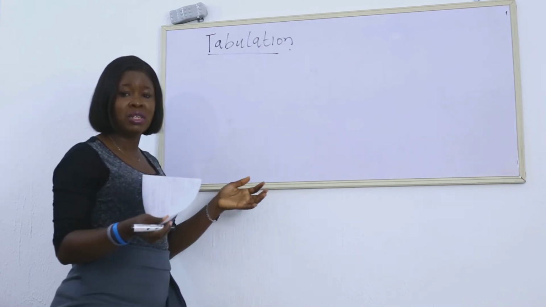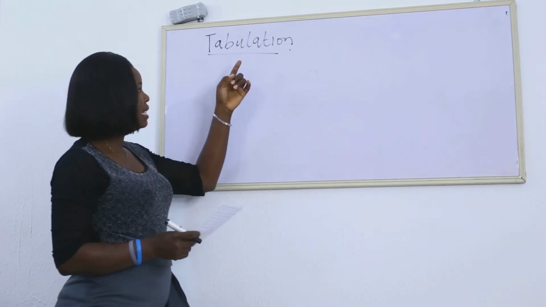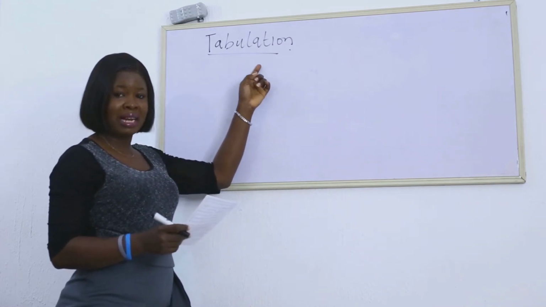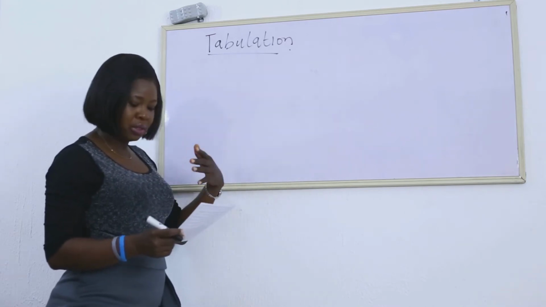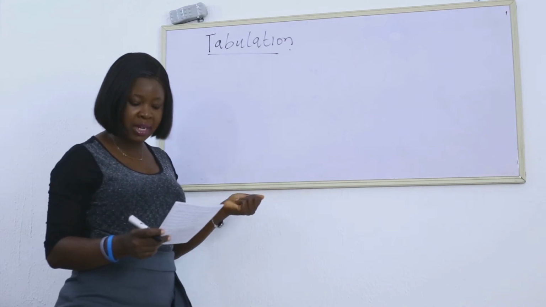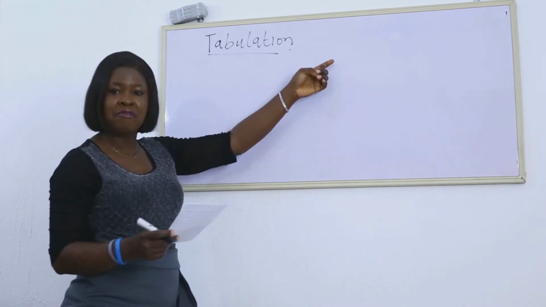Last week we looked at classification, and the next stage after classification is tabulation. We said classification is the grouping of related facts into their classes. Then the next process after classification is tabulation. And what do we call tabulation? It is the simplest and most revealing device for summarizing data and presenting them in a meaningful form.